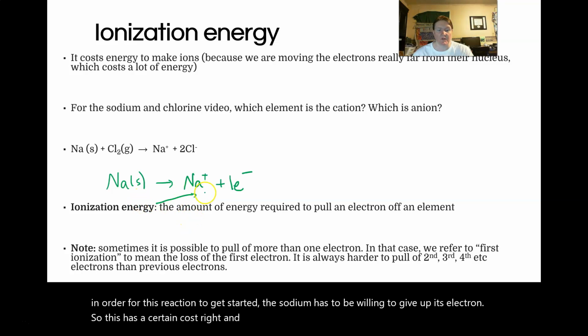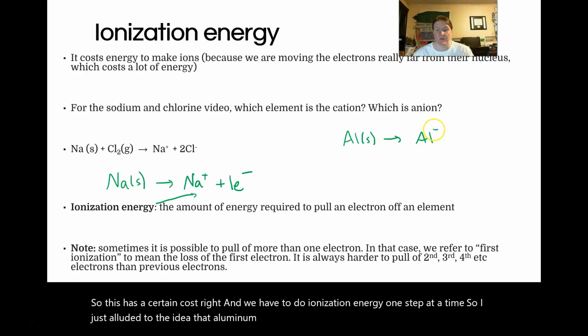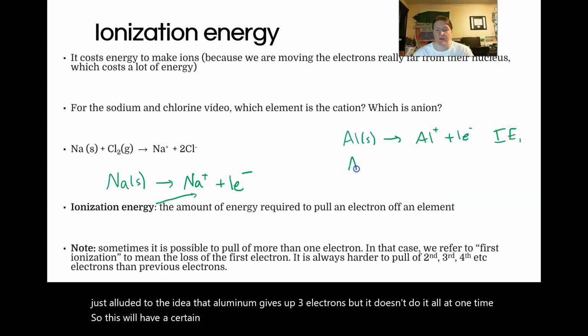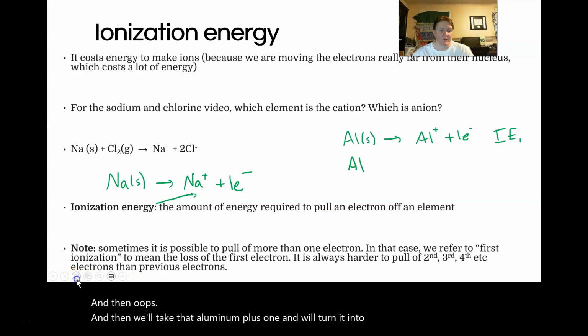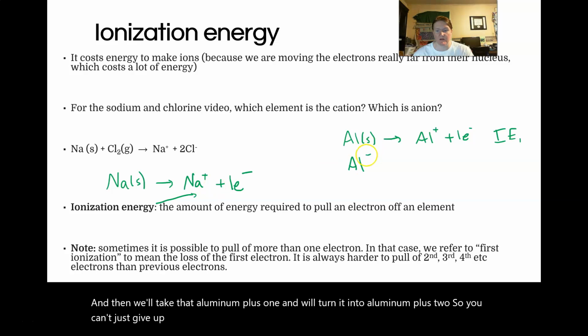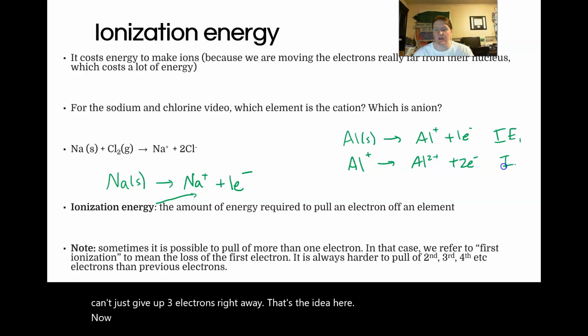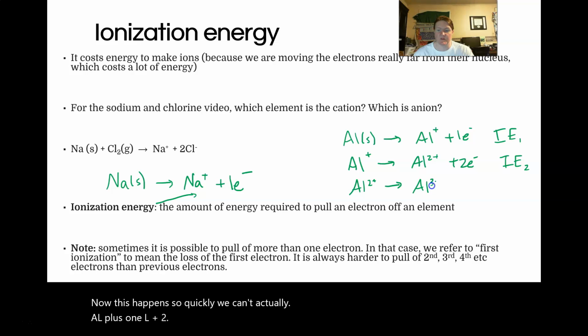And we have to do ionization energy one step at a time. So I just alluded to the idea that aluminum gives up 3 electrons, but it doesn't do it all at one time. So this will have a certain ionization energy, and then we'll take that aluminum plus 1 and turn it into aluminum plus 2. So you can't just give up 3 electrons right away. That's the idea here. Now this happens so quickly we can't actually see Al plus 1, Al plus 2 with any kind of device we can use these days. We go one step at a time.